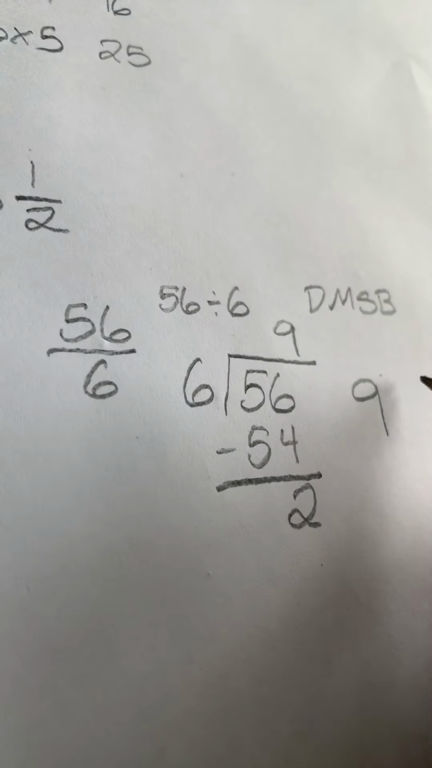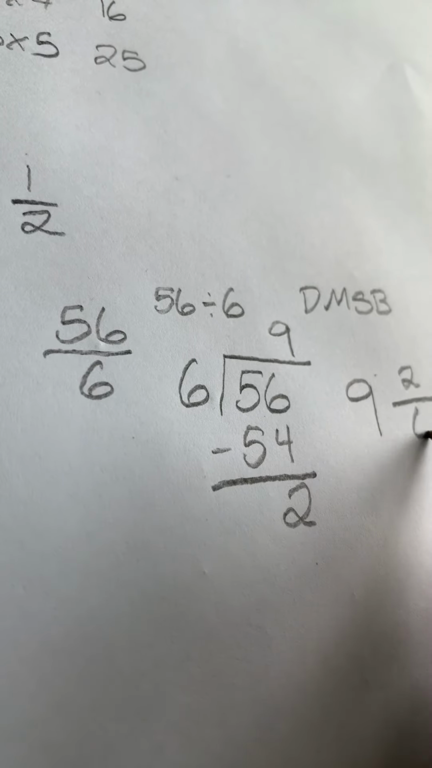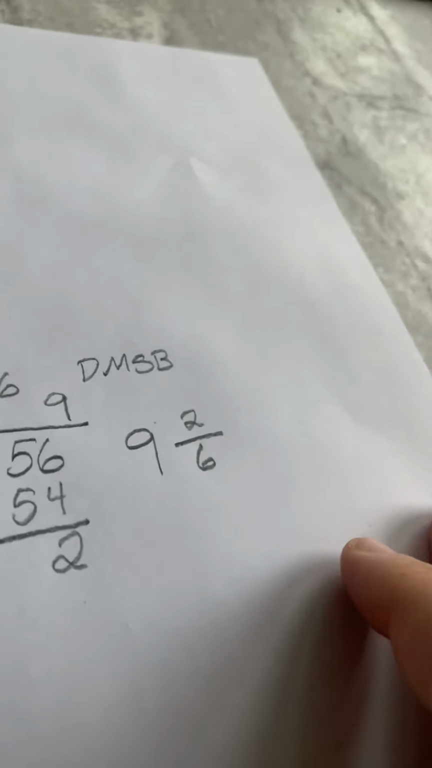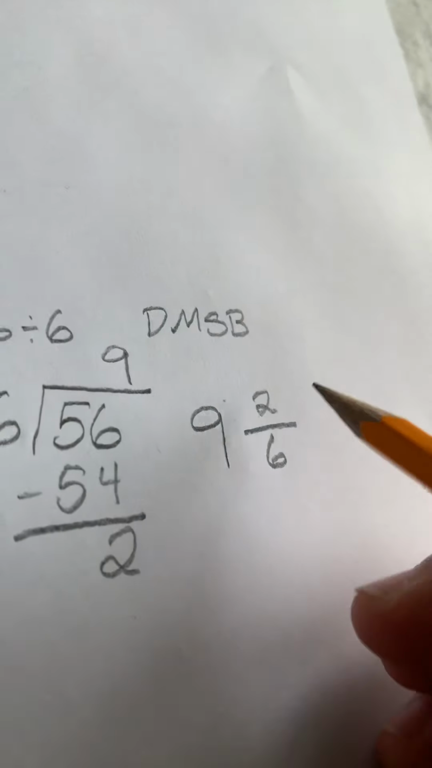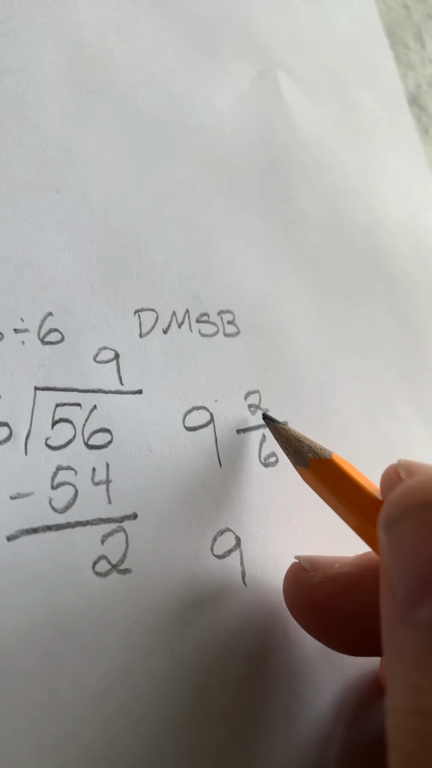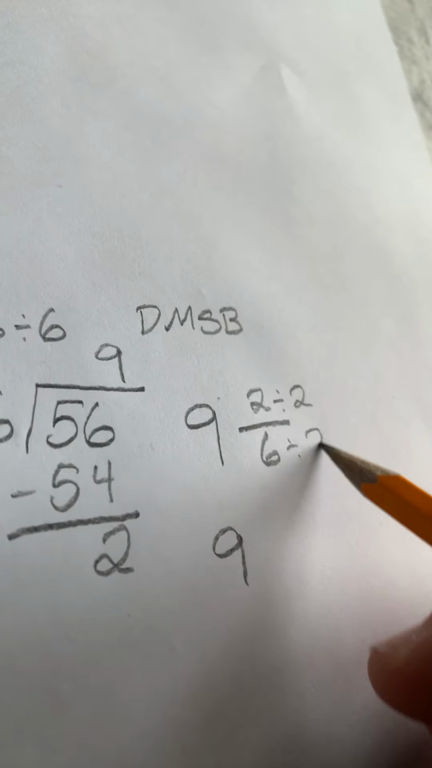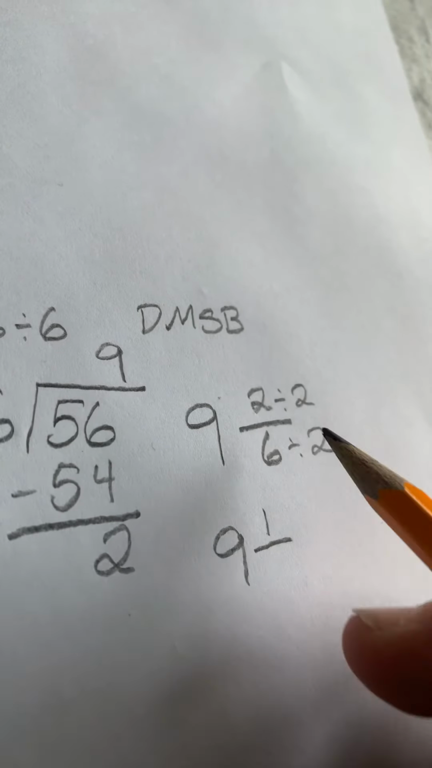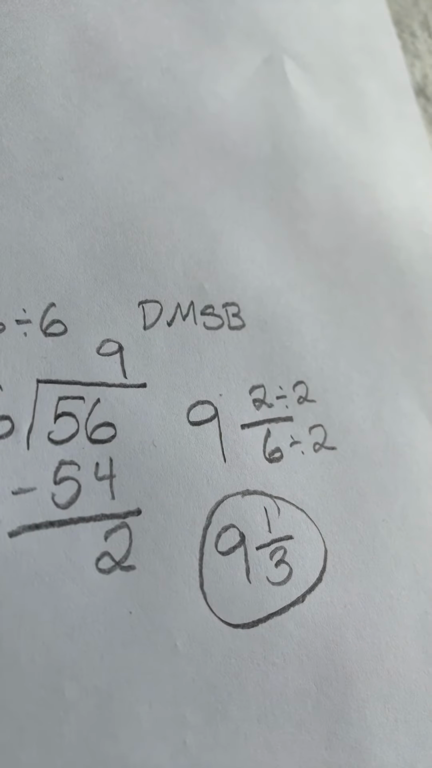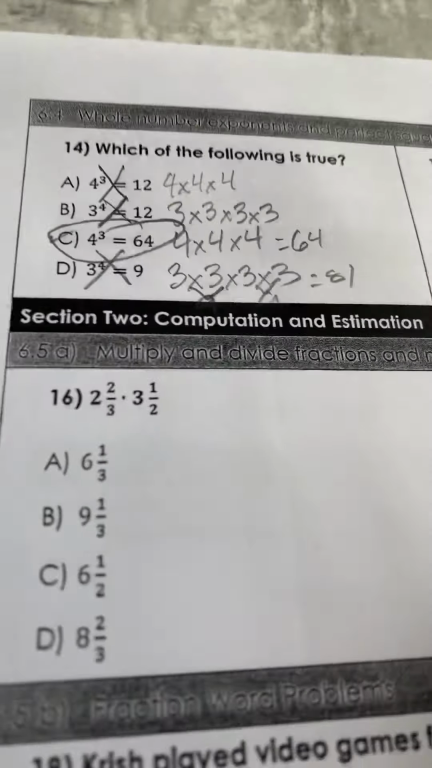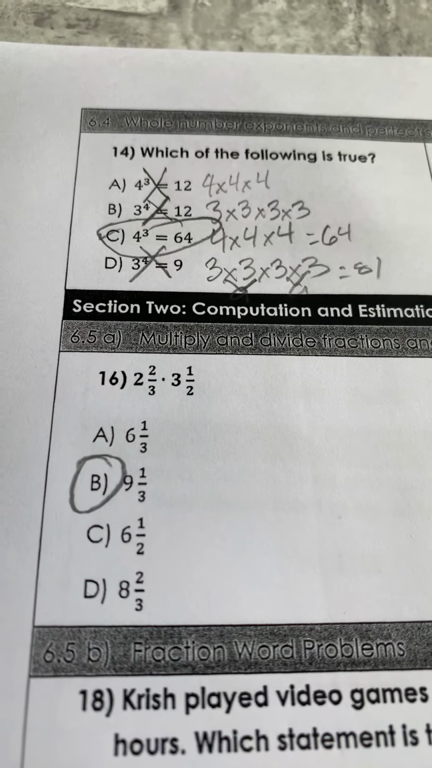What I subtracted is now going to be my numerator. My outside is going to be my denominator. Okay. So I get 9 and 2/6. Well, I can realize I can make this fraction smaller, so I can divide both sides by 2. 2 divided by 2 is 1. 6 divided by 2 is 3. So I get 9 and 1/3.